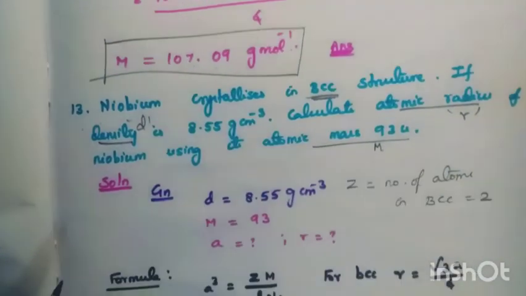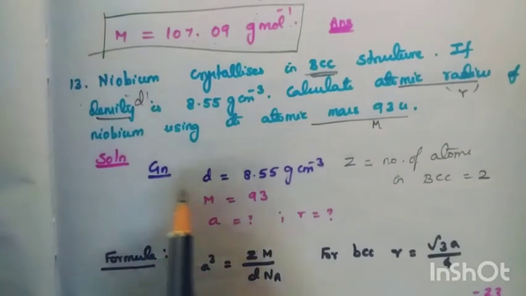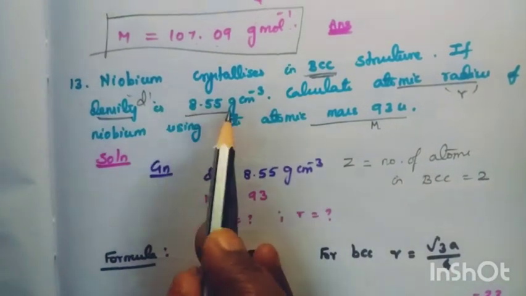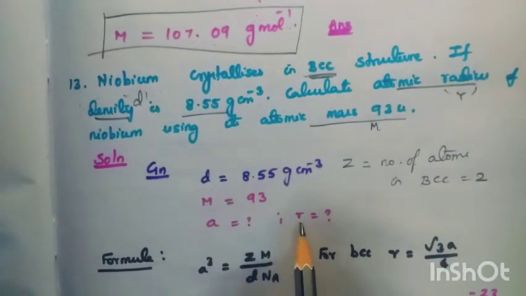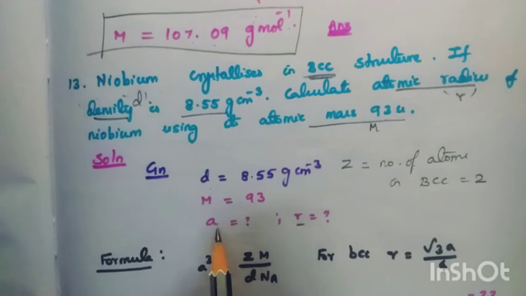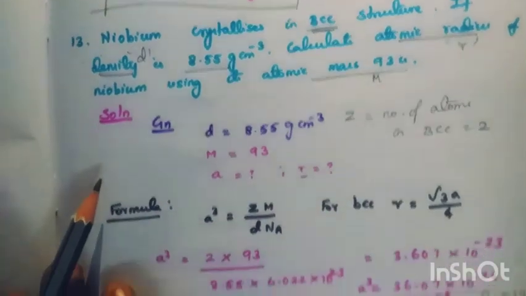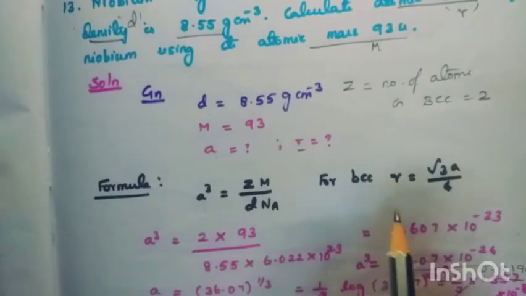So, first you have to write the given. What is given? D is equal to this one. M is equal to this one. We have to find R. Before finding the R, we must find the A value. So, I have to write the formula for A and R.